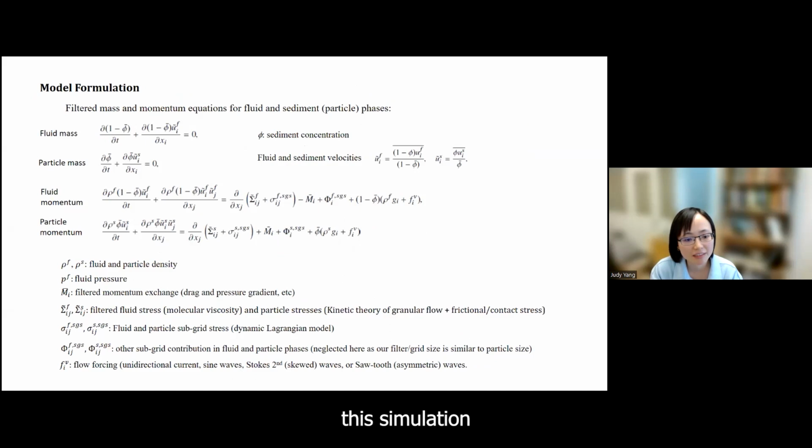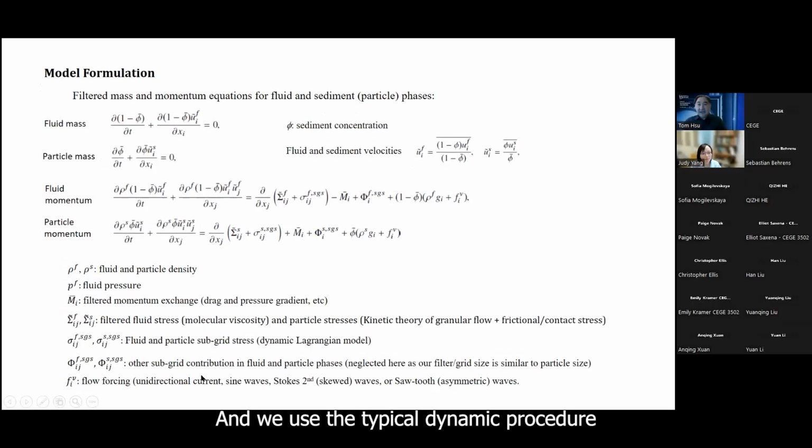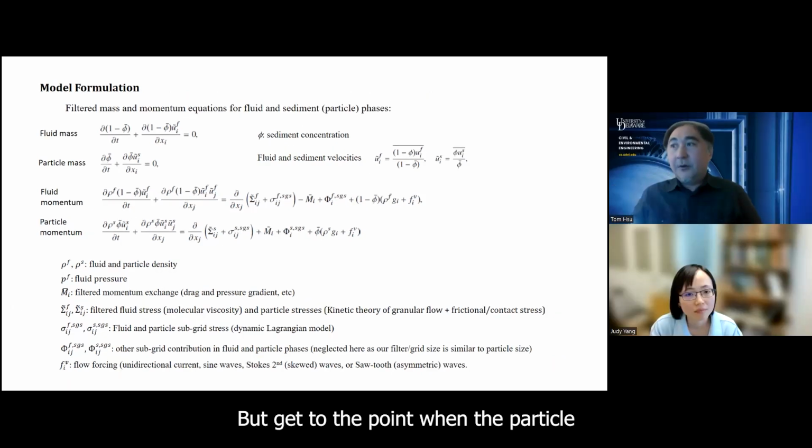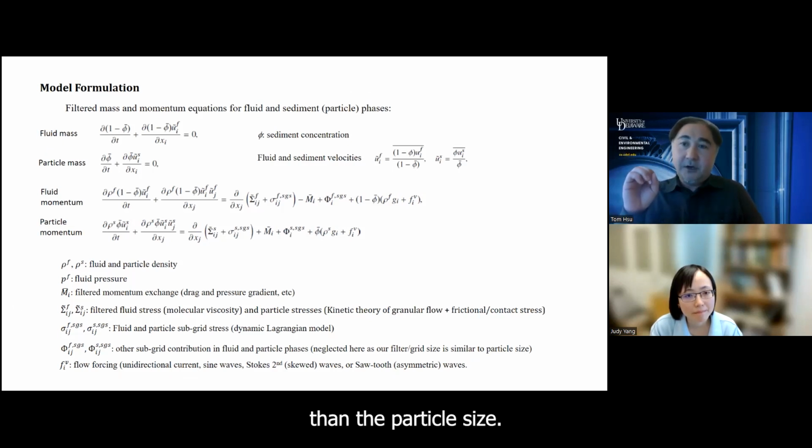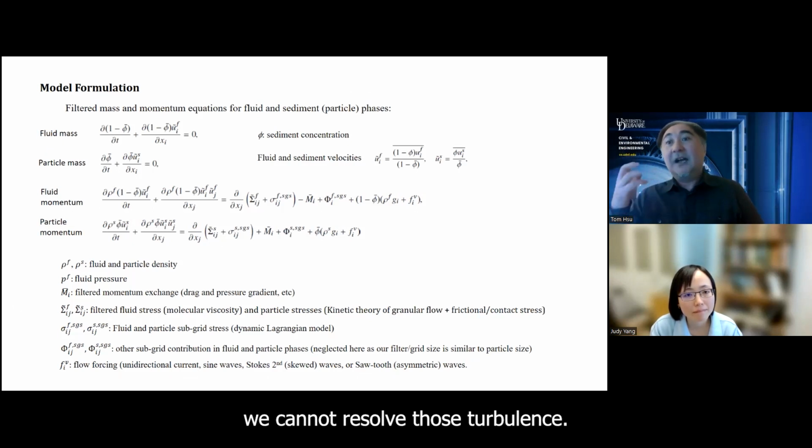So in this large eddy simulation, I try to criticize Reynolds-averaged models, parameterizing all the scales of turbulence by diffusion. But how about our large eddy simulation? I have to be very careful here. Our large eddy simulation resolves the large eddies, the eddy size much greater than the particle size. So you're totally correct. That's the part we resolve, and we use the typical dynamic procedure to do that. But when we get to the grid size scale, sometimes our grid size is just a little bit larger than the particle size, eventually we cannot resolve those turbulence. So we still need to use diffusion.